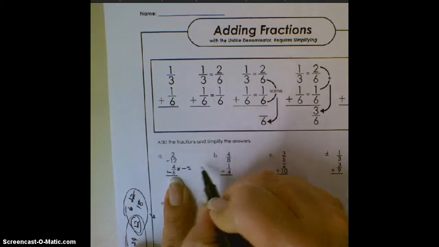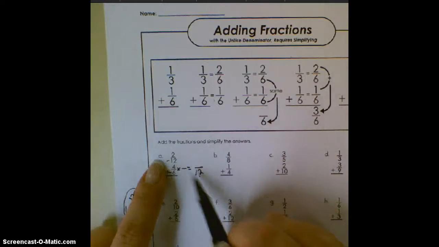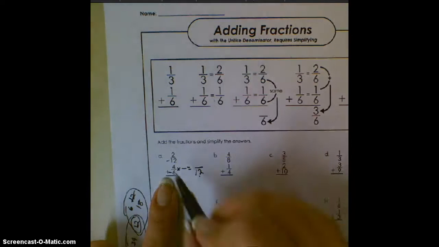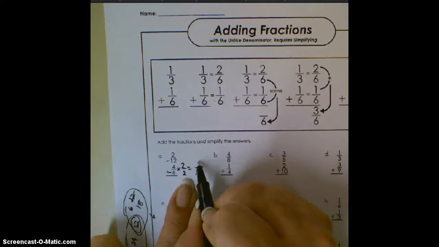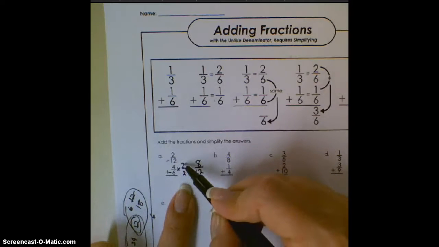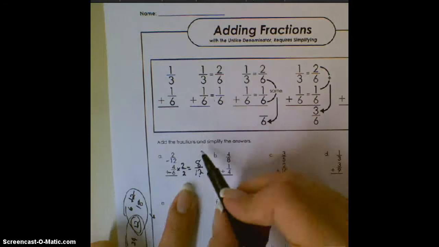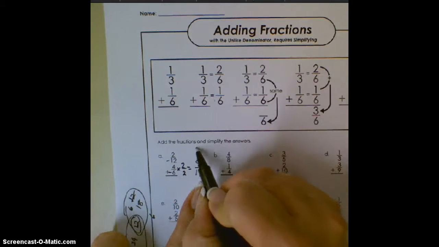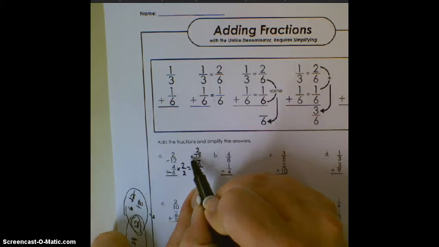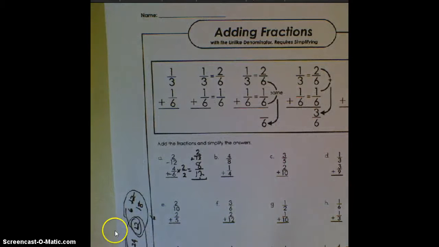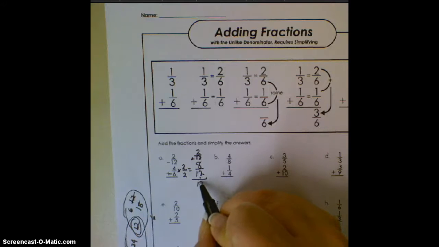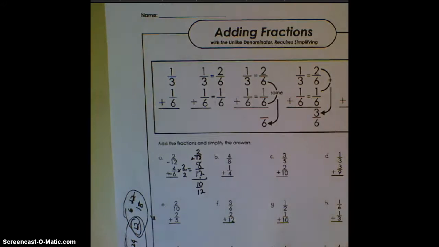This one, I'm going to multiply it by something to get it over 12, because I want it to have that same denominator. 6 times something will be 12. In this case, we're going to do 2. 6 times 2 is 12, and then I'm going to do 4 times 2 is 8. Remember, if this is 2, then the top one also has to be 2. So now I've got 2 12ths. I'm going to rewrite it over here. 2 12ths plus 8 12ths will equal 10 12ths.